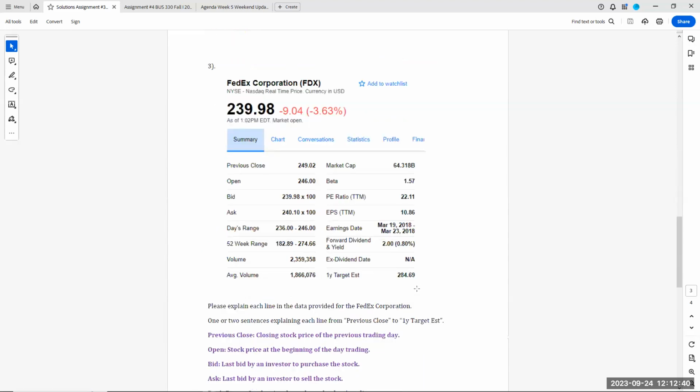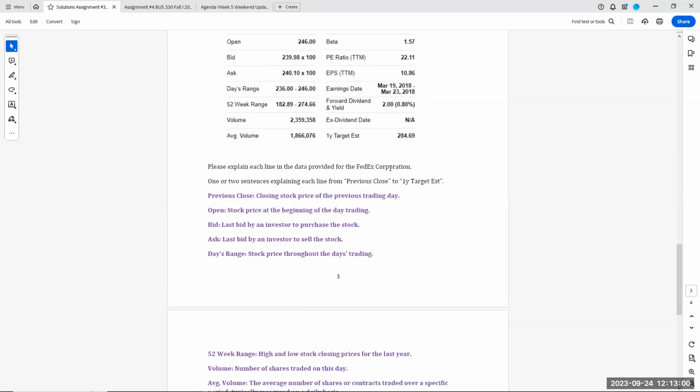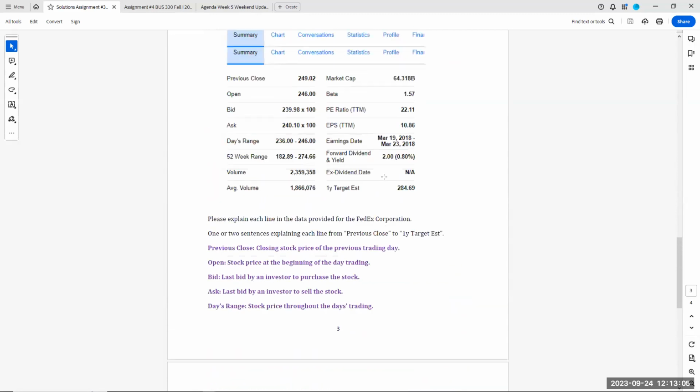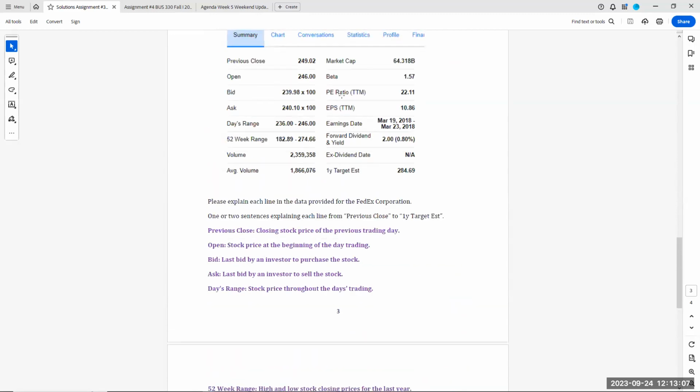Question 3, we had to go through, and this was an older interpretation on Yahoo of FedEx Corporation. I didn't want to give an up-to-date one, but I wanted you to go through each one of these lines in this analysis of a stock and tell me what they are. And everybody did very good on this, but the one area where many people were marked off was right here. PE ratio, TTM, earnings per share, TTM.